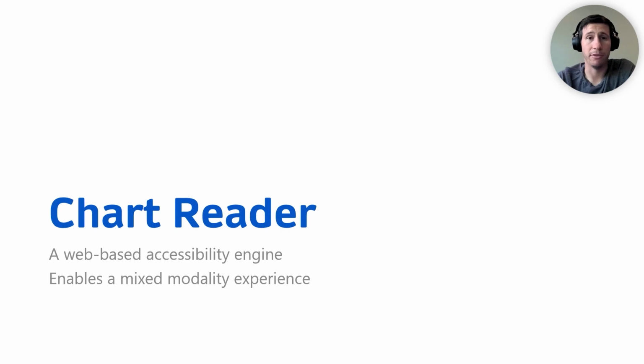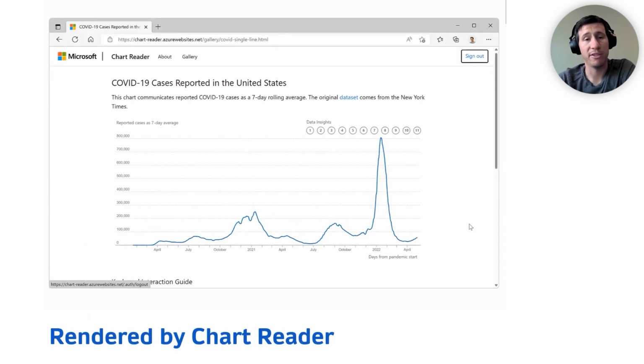We present ChartReader, a web-based accessibility engine that renders accessible visualizations. Our approach extends previous work in accessible visualization by mixing all modalities. ChartReader requires a tabular dataset, a chart configuration, and a data insight list to render a chart like this. Focusing on the chart will announce a description and summary insight.